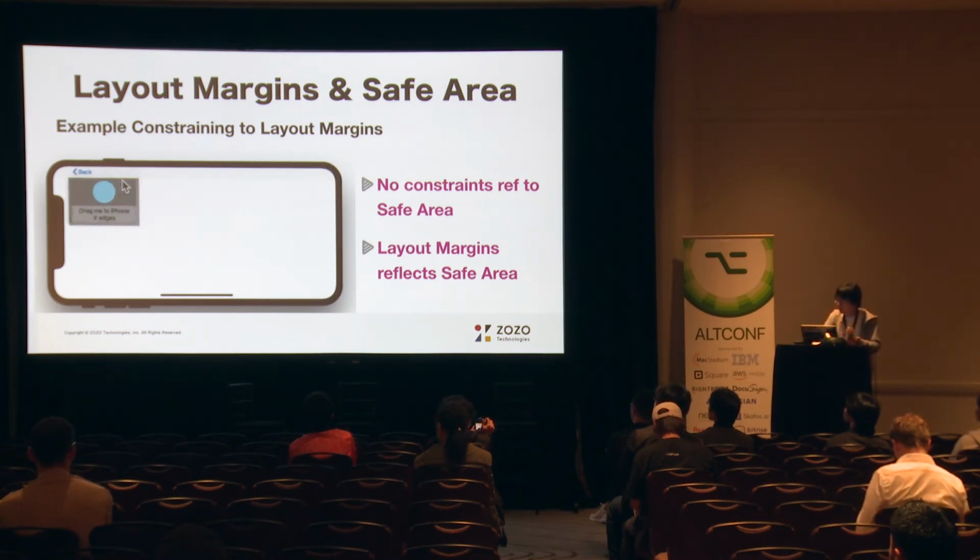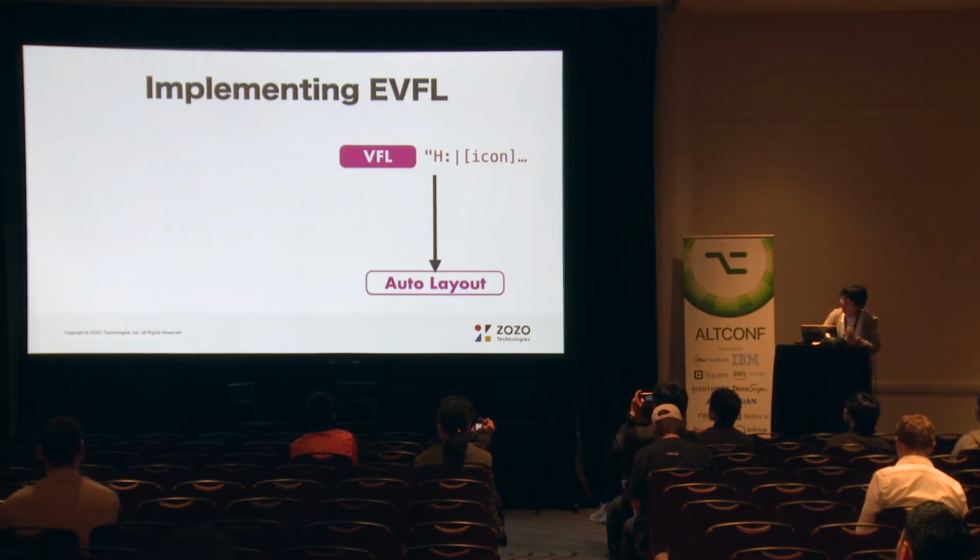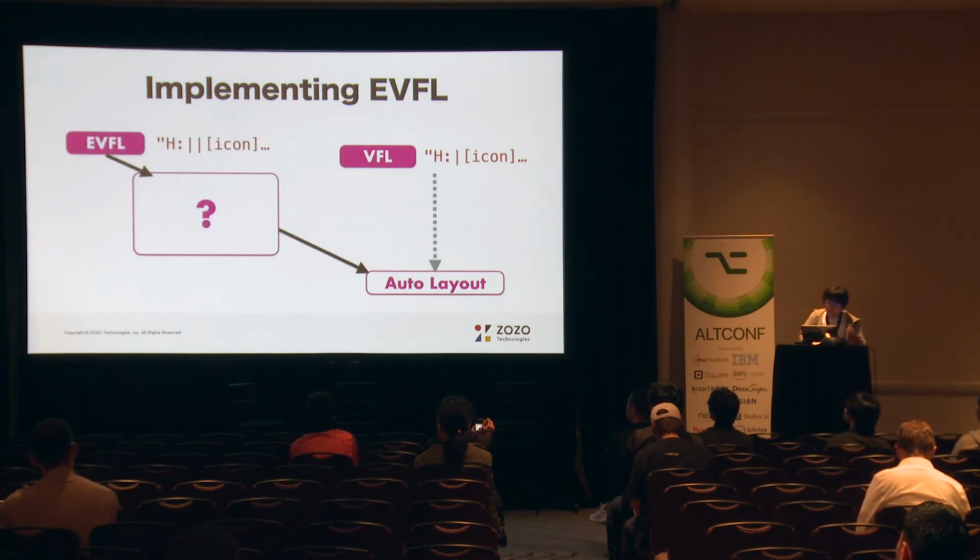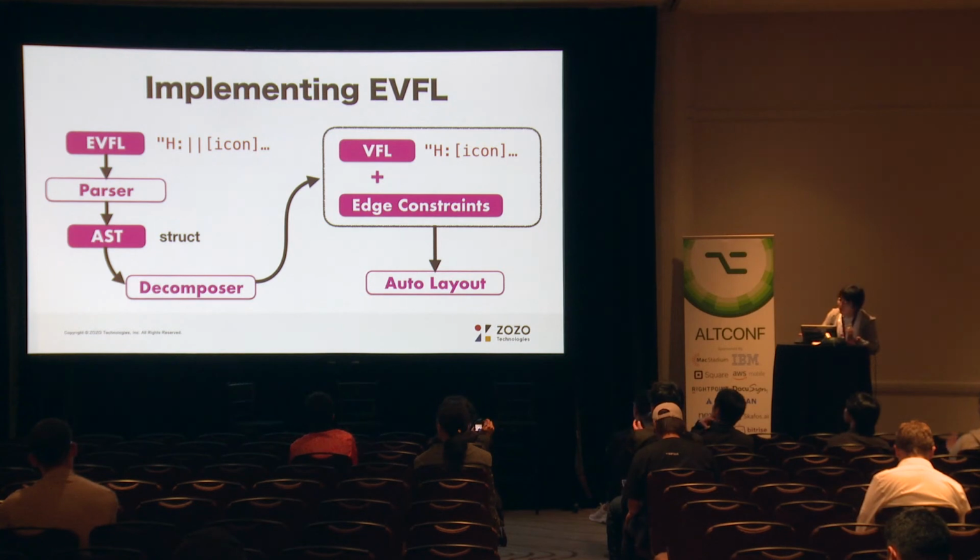Now, let's implement the extended VFL to support layout margins. Let's look at the conversion as data flow. The standard AutoLayout engine can consume a VFL. Now, we use EVFL and should make some conversion for AutoLayout. We need a parser and decomposer. The decomposer extracts edge constraints denoted by double vertical bars. Those constraints refer to layout margins. The remaining parts are pure VFL. We can put this into the AutoLayout engine.